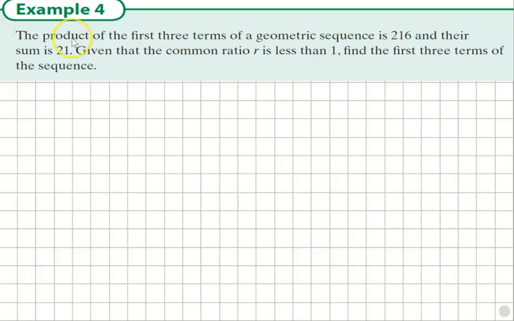Example 4. The product, which means multiply, of the first 3 terms of a geometric sequence, so we know they're consecutive, is 216. And their sum is 21. So when they're added, the first 3 terms, we get 21. Given that the common ratio is less than 1, find the first 3 terms of the sequence.